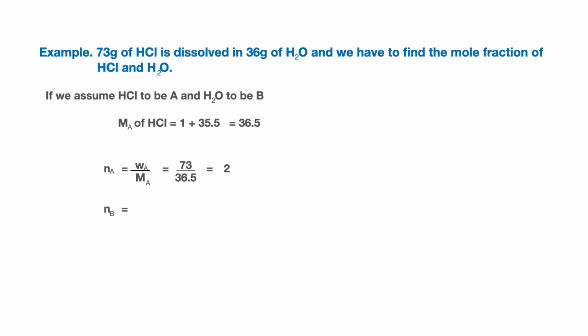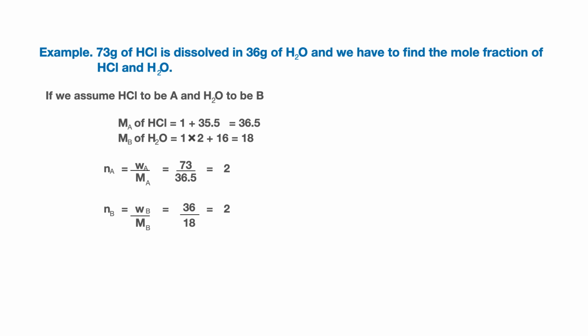Similarly, we can find the number of moles of B, that is water. That will be WB upon MB. The mass of water is given to us, that is 36 gram. Now we'll find the molecular mass of water. Since the molecular formula of water is H2O and the atomic masses of hydrogen and oxygen are 1 and 16 respectively, that will become 1 into 2 plus 16, that is 18. So now the number of moles of B can also be calculated. The given mass is 36, molecular mass is 18. So 36 upon 18 will become 2. So Na is also 2 and Nb is also 2.